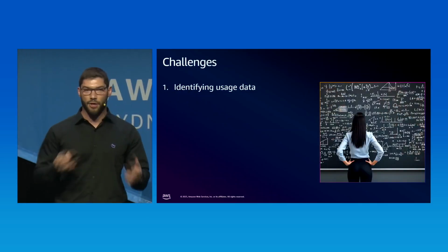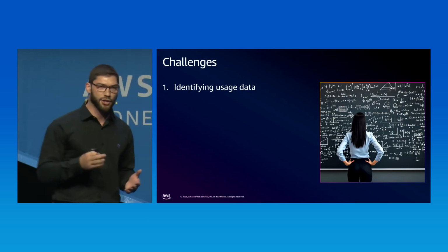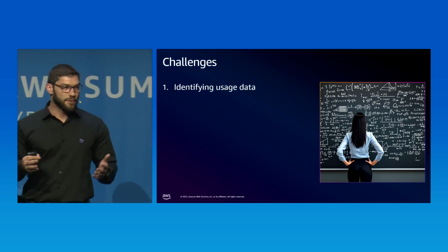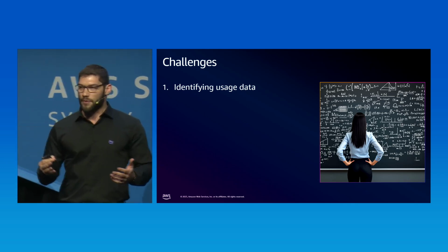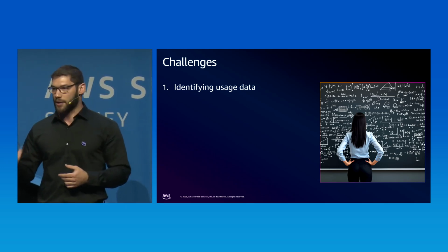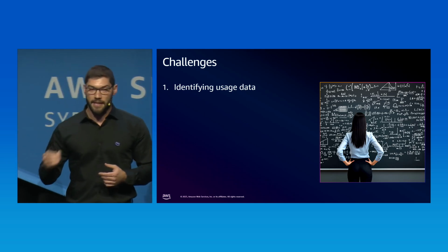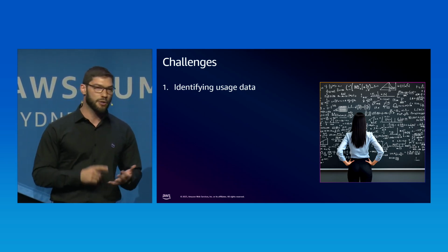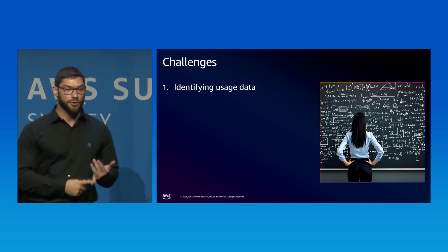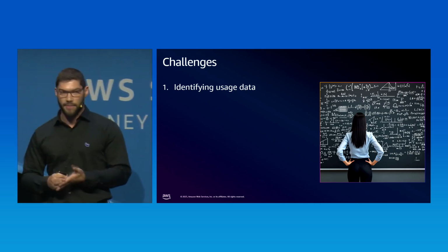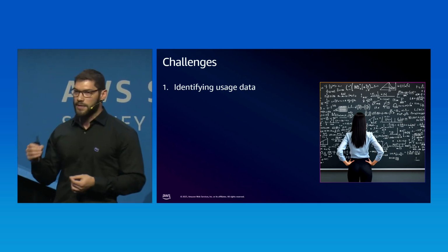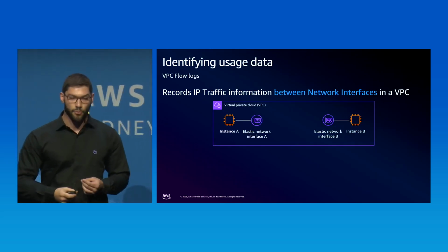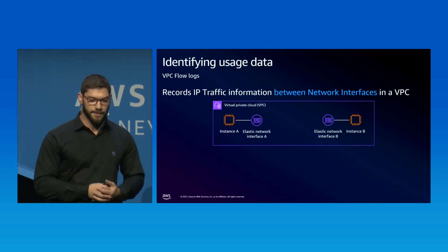Once we had the scope out of the way, we could start addressing the challenge. So the first challenge was, what data do we have available that can help us identify actual usage? And here we investigated a number of different logs. We looked at CloudWatch logs, CloudWatch metrics, CloudTrail logs, ALB logs, but the only logs that actually showed us an increase in usage were VPC flow logs.